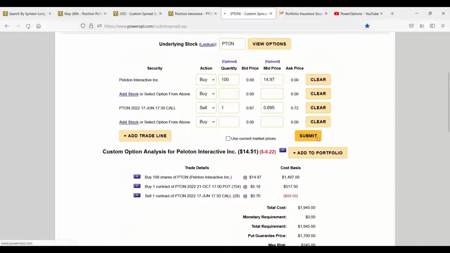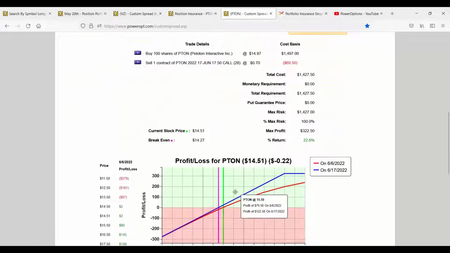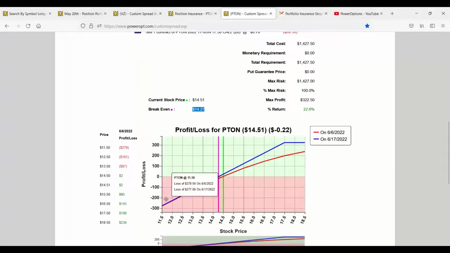Compared to just selling the call at 17.50, okay, well, you still take the risk. You get a better break-even of 14.27 with the 70 cents premium. And remember, the cost basis is 14.97, not 14.51. That's why the break-even only dropped to 14.27. Why is that important? There's still a chance for loss to the downside if I'm wrong.